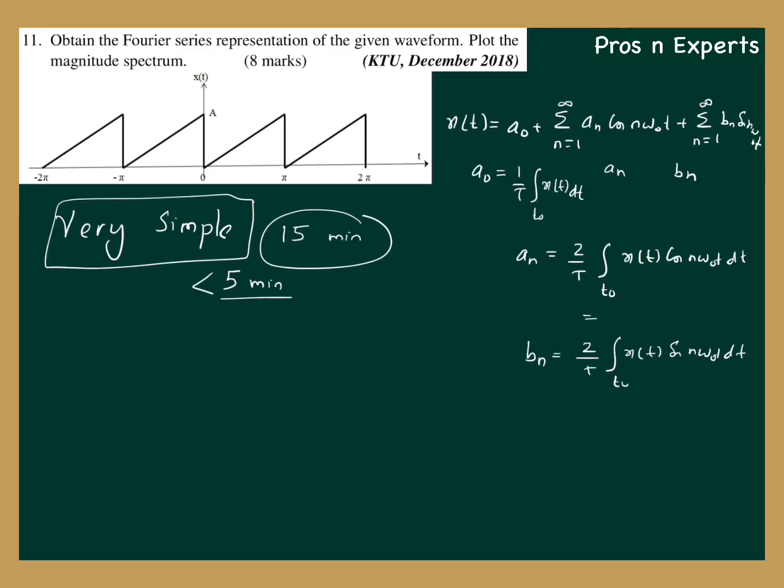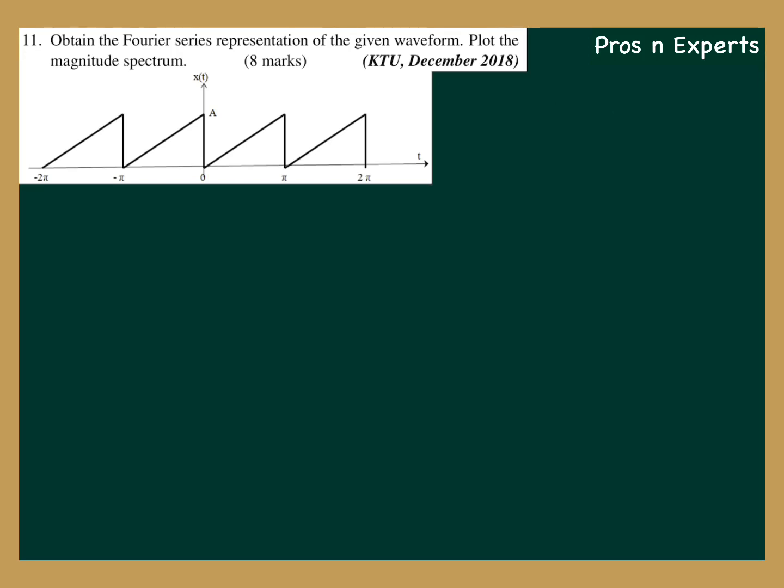All you need to know is some relations, some basics of signals. Okay, so be very attentive. I'm promising you, this is a very simple approach to do this type of problems. First find a0 of the signal. A0 is simple to find.